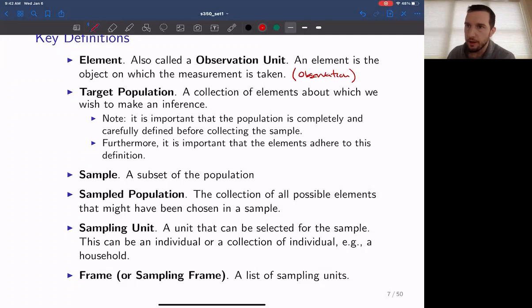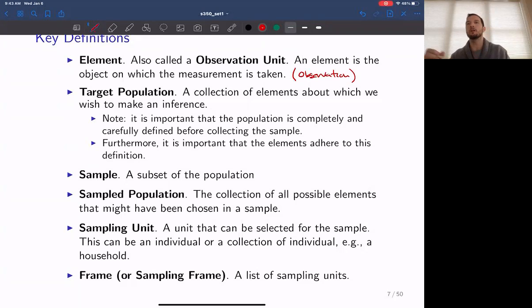The sampling unit is the unit that is selected for the sample. Now, the difference between the sampling unit and the element: in some cases, the sampling unit and the element are exactly the same thing. If we are collecting information from an individual person, for example, the sampling unit, if it is individual persons, would be the same thing as the element.